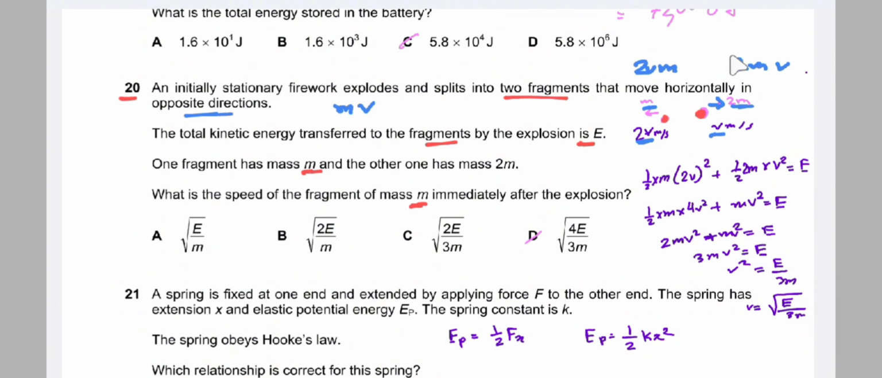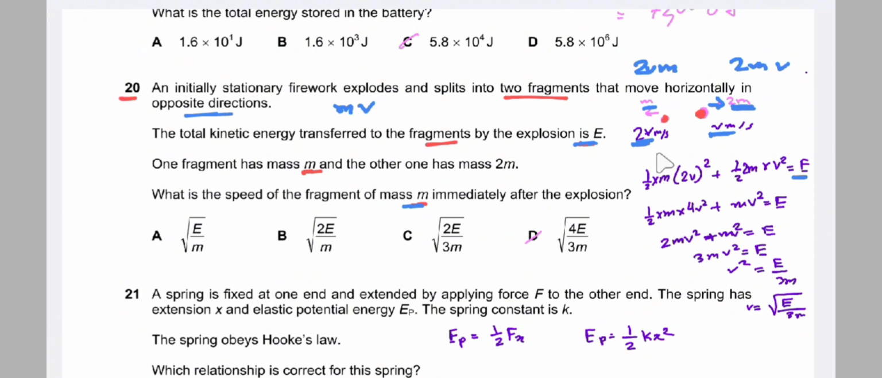So the momentum on the right is equal to the momentum on the left, that is, the momentum is always conserved. So for the mass m, it has a velocity of 2v, and for the mass of 2m, it must have a velocity of v. So what is the speed of the fragment m? And so the total kinetic energy is E, and we know that kinetic energy is half mv squared.